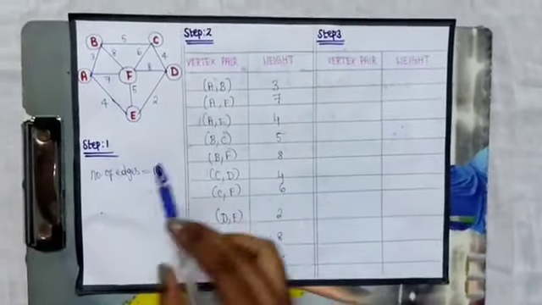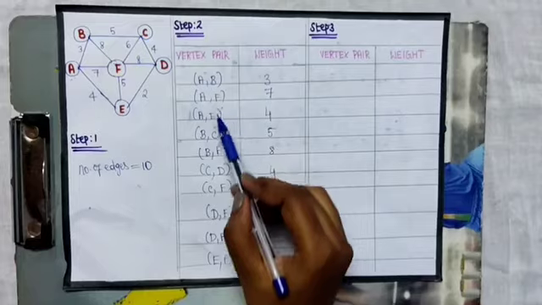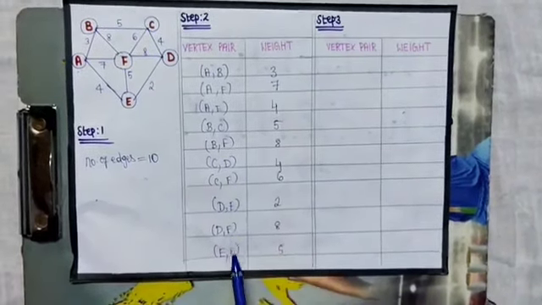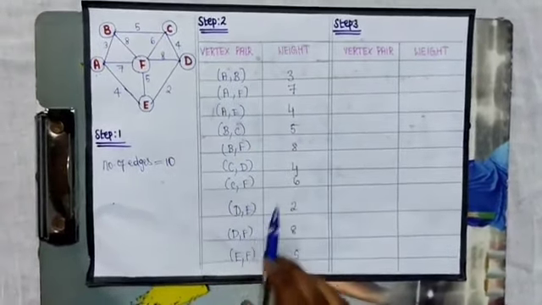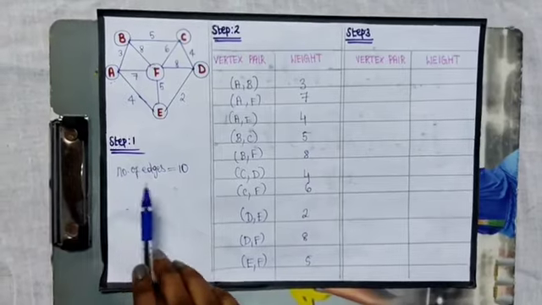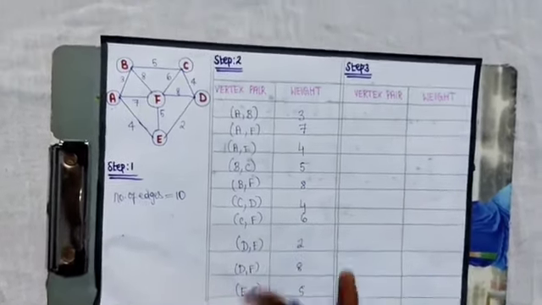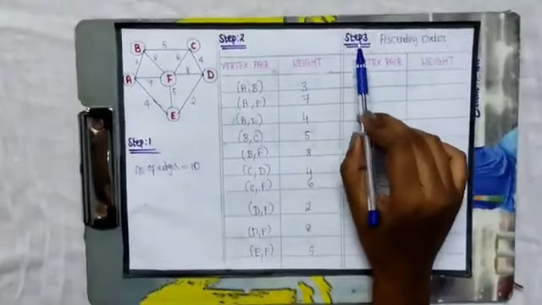It must be equal to the number of edges. For example, 1, 2, 3, 4, 5, 6, 7, 8, 9, 10. So, here we have 10 vertex pairs, which must be equal to the number of edges. So, you can cross-check it. Now, coming to step 3.